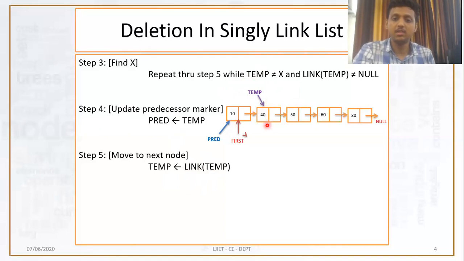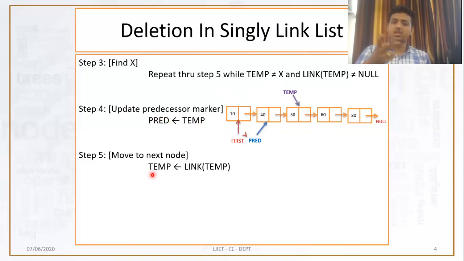See here, temp is equal to x? No. Okay, link of temp is equal to null? No. Again no. So both conditions are satisfied. Then move forward to step number 4. What we need to do? Pred will point to temp. So here pred is pointing to temp. The next step is temp will point to the link of temp.